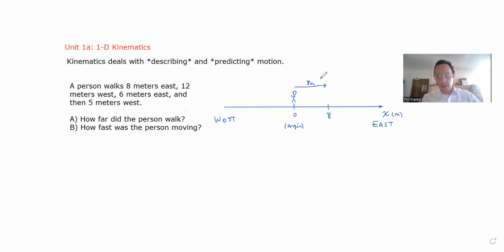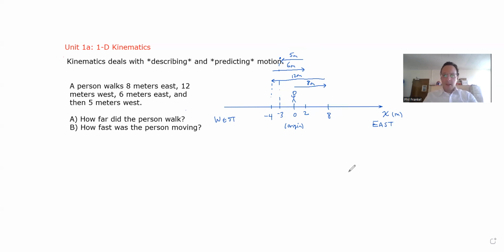Then they walk 12 meters to the west. So from that position, they walk 12 meters to the west. That takes us to X equals -4 meters. Then they walk 6 meters east. 6 meters east takes us from X equals -4 to X equals 2. And finally, they walk 5 meters west. So 5 meters west is going to take them here, and they're going to end up at -3 meters.